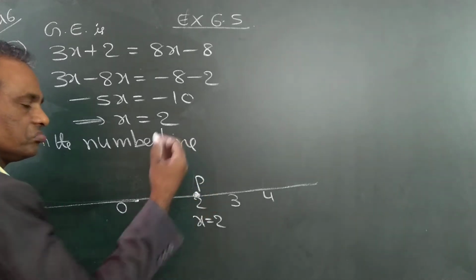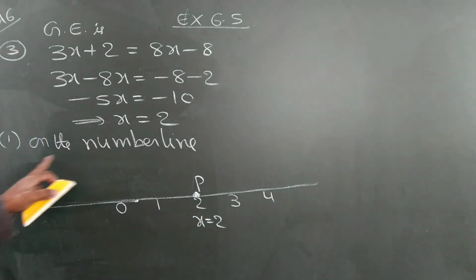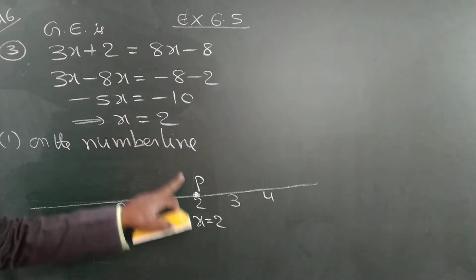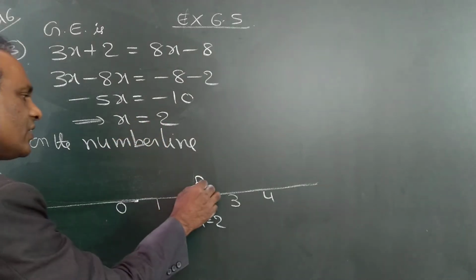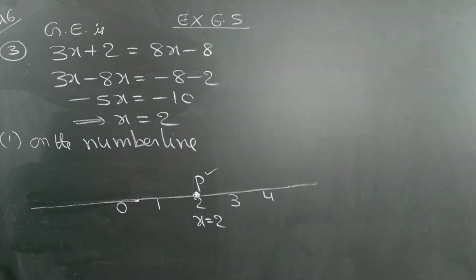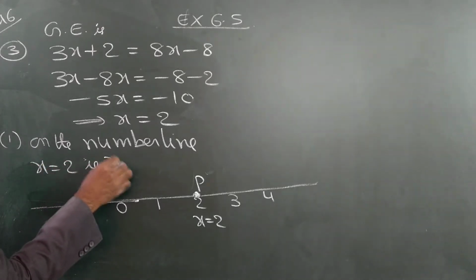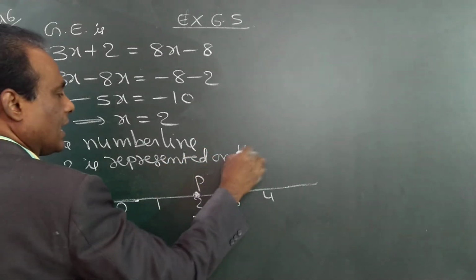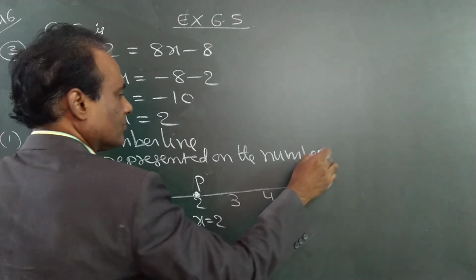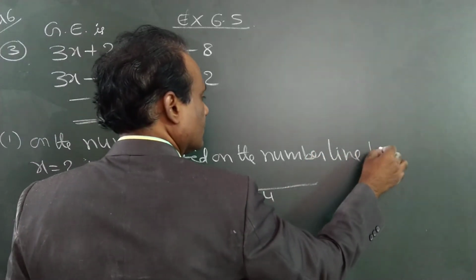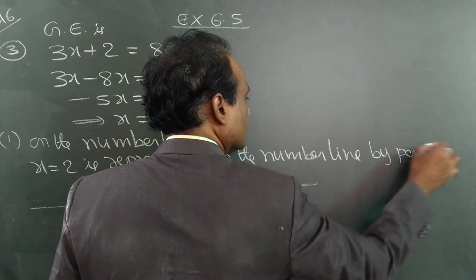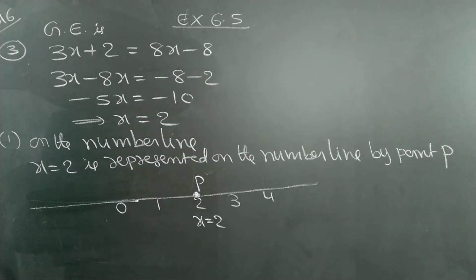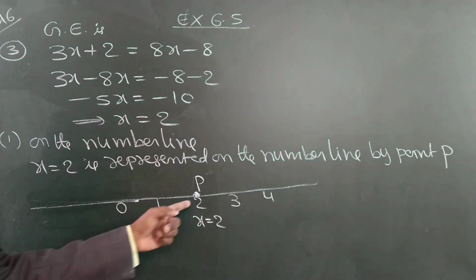This is the point. On the number line, x is equal to 2. So at 2, mark the point. This is the answer. X is equal to 2 is represented on the number line by point P. That's all. P is the answer, at x is equal to 2.